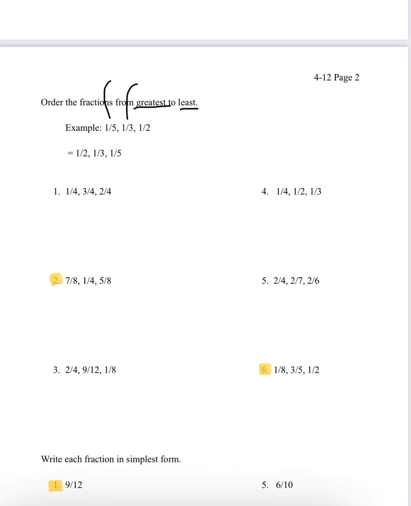So let's all do it. 5 can go into 30 6 times, so it'll be 6 over 30. 3 can go into 30 10 times, so it's 10 over 30. And 2 can go into 30 15 times, so it's 15 over 30. Clearly we see that 15 is a greater number. So that's why 1 over 2 is the first one, greater. Then 10 is the second, which is why it's 1 over 3. And 6 is the smallest, which is why it's at the back.